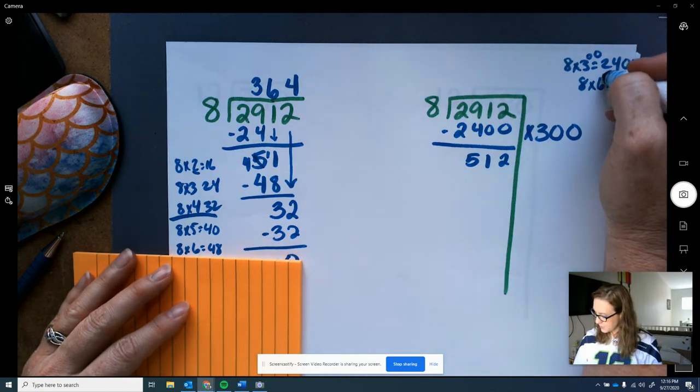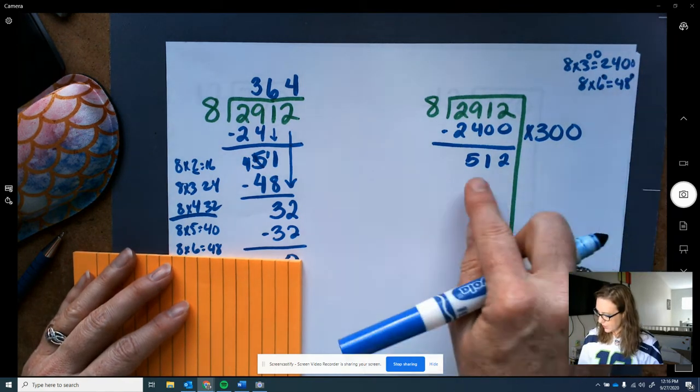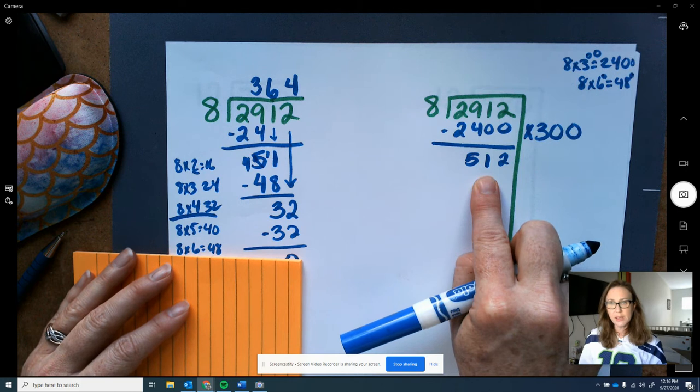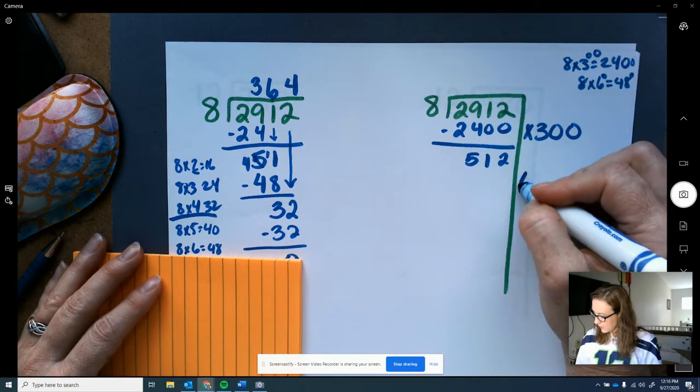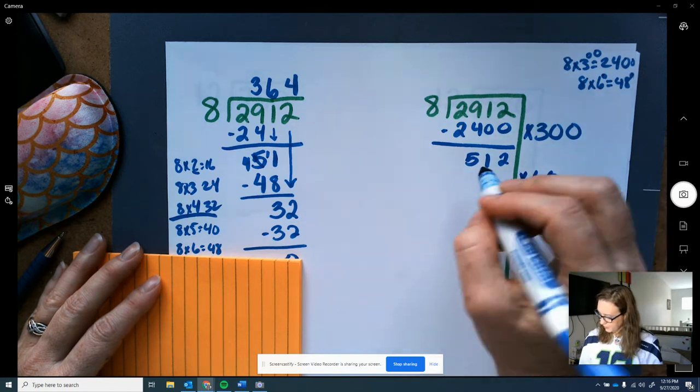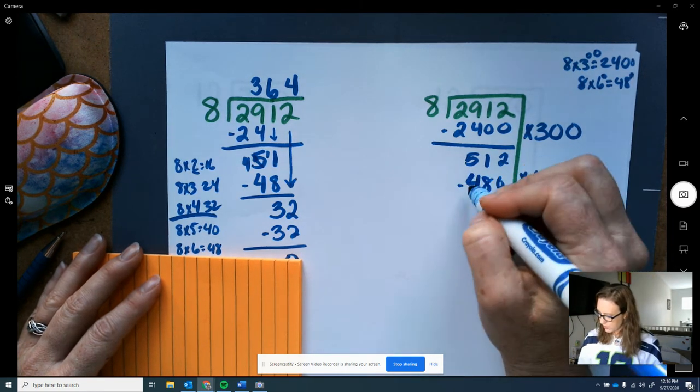So if I do 8 times 60, that's 480. Do I have at least 480 to give away? I was running out of room. That's why the zero is way up there. Yeah, so I'm going to now give everybody 60 more, and I just got rid of $480 more.